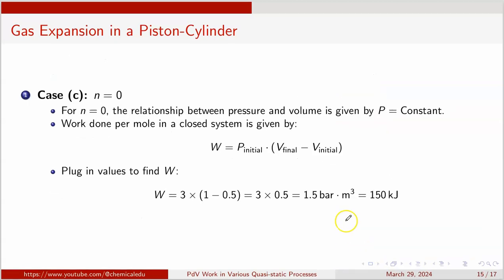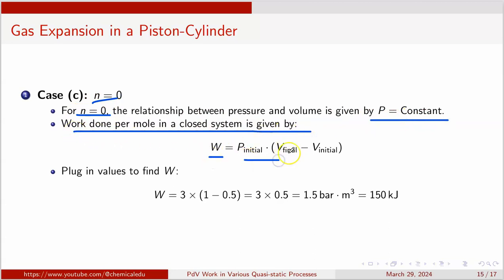And then finally, if n is equal to 0, P is actually constant, so work done is P initial times V final minus V initial. From that, if we plug in all these values, W will be 150 kilojoule.